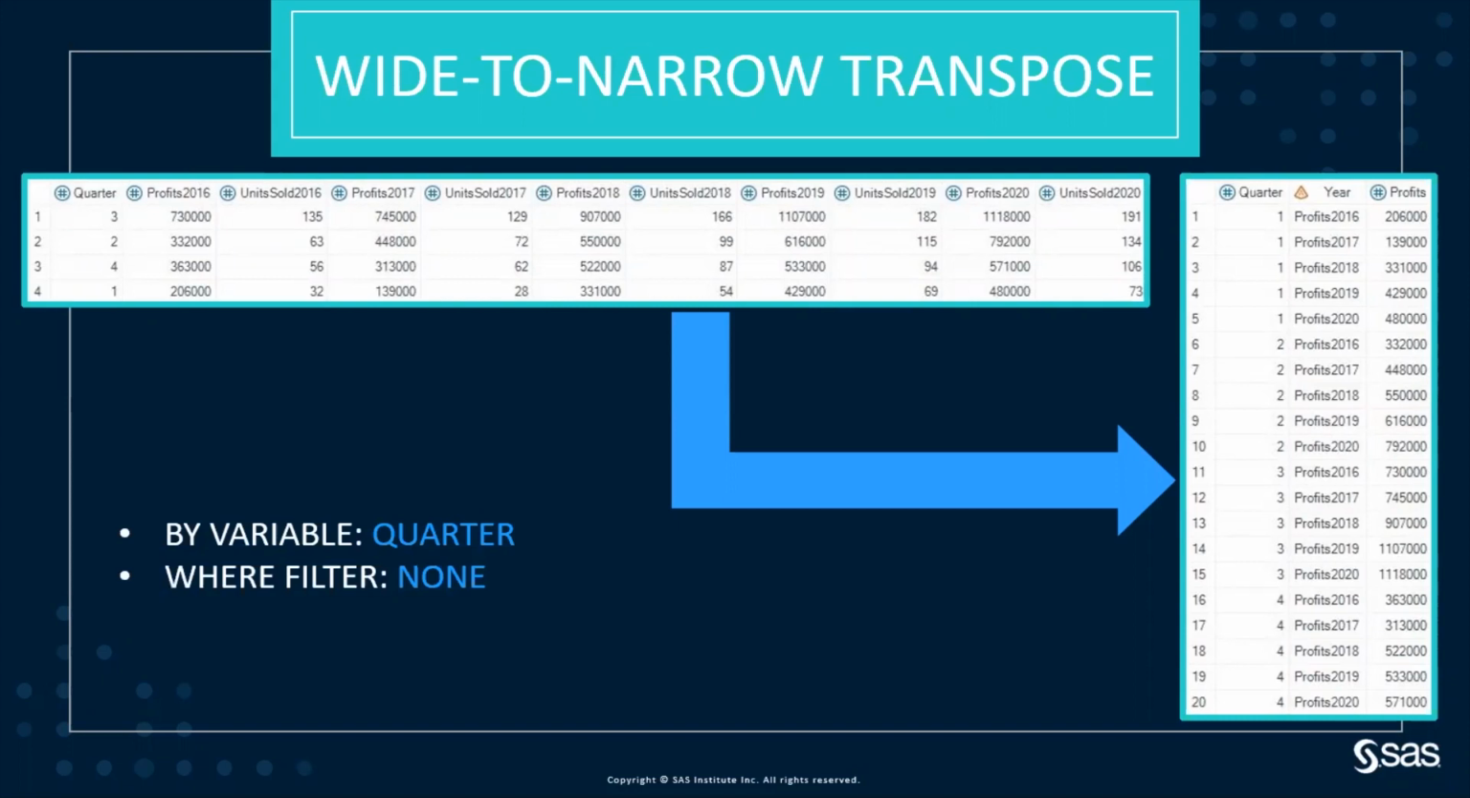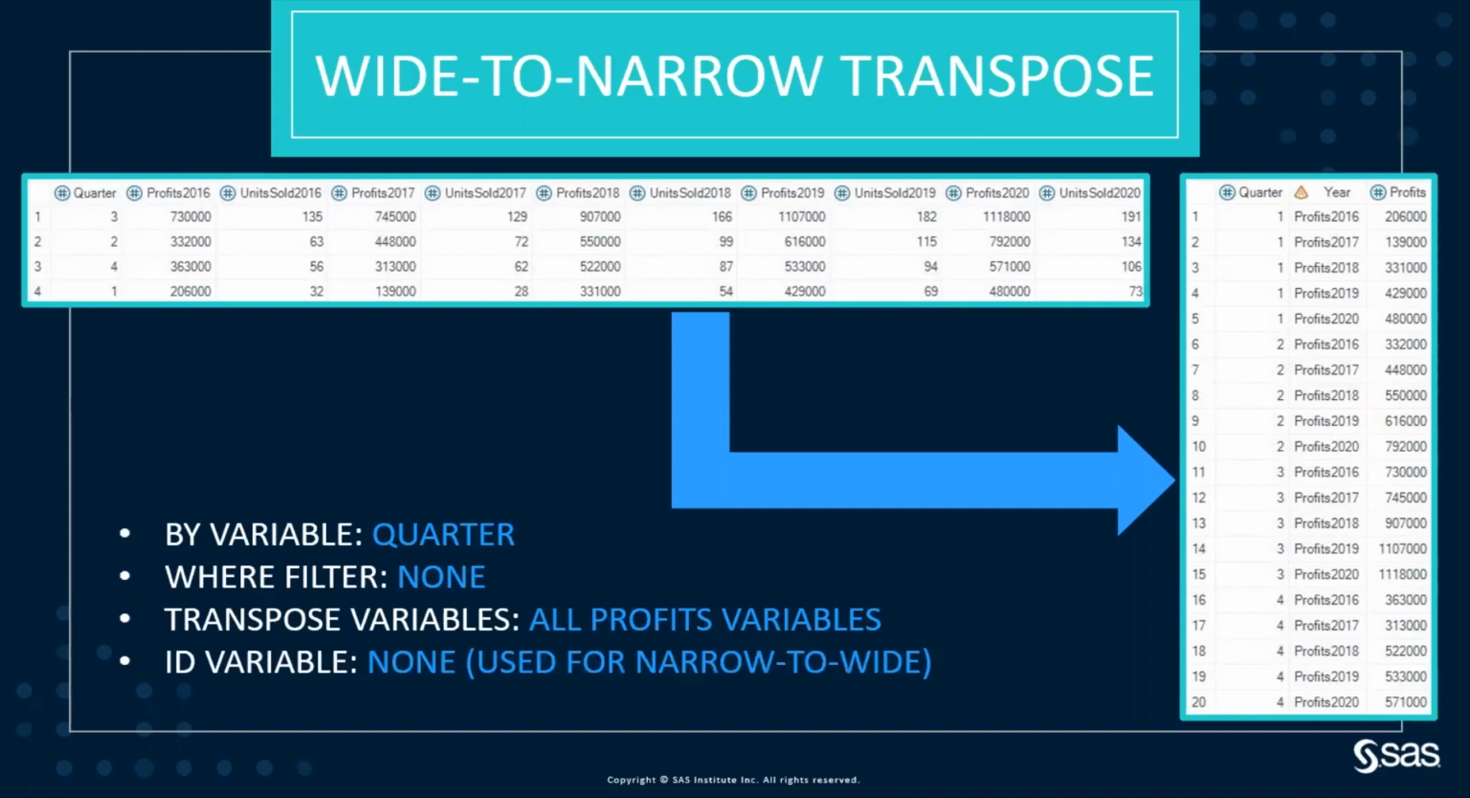The where statement is used for filtering the rows being read in. In this case, we want to bring in all 4 quarters, so we won't be needing a filter. The var statement tells SAS which columns we want to transpose. Since we are only focusing on profits right now, we will transpose all 5 of the profits variables, but none of the units sold variables. Lastly, the ID variable indicates which variable's values we would like to use as the new column headers. This is more useful in a narrow to wide transpose, so we won't be needing it in this scenario. Now let's head back over to our SAS session to write the proc transpose step.